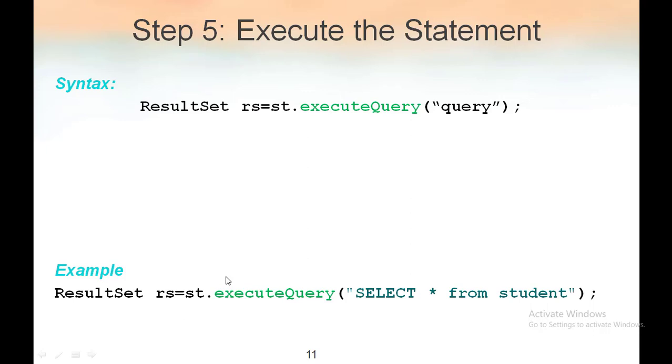Next step, execute the statement. Syntax is here, this is the statement object st dot execute query. Here we need to pass queries, and this code st dot execute query will be saved in a result set object. What is result set? It is a logical set of columns and rows. Data which we are getting from the table is stored in the RS result set object.